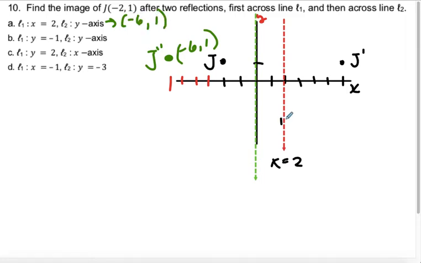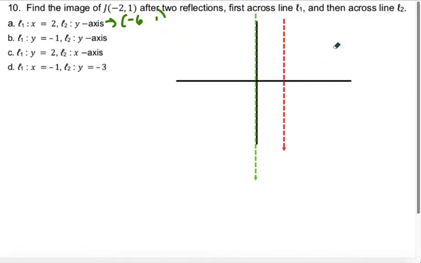I hope that's understood, because I'm going to erase all of it and then do letter B. I will leave you to do letter C and letter D. So let me erase this. Let me delete this line right here and this line right here.